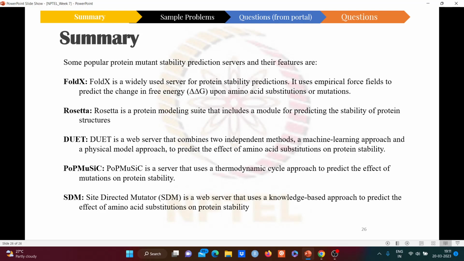Next is SDM, Site Directed Mutator. This is a knowledge-based approach used to predict the effect of mutations on protein stability. It uses a database of protein structures to calculate the frequency of different types of amino acid substitutions and their corresponding effects on protein stability. SDM can also be used to predict the effect of multiple mutations and to design new protein sequences with desired properties. Now there are several other methods as well.